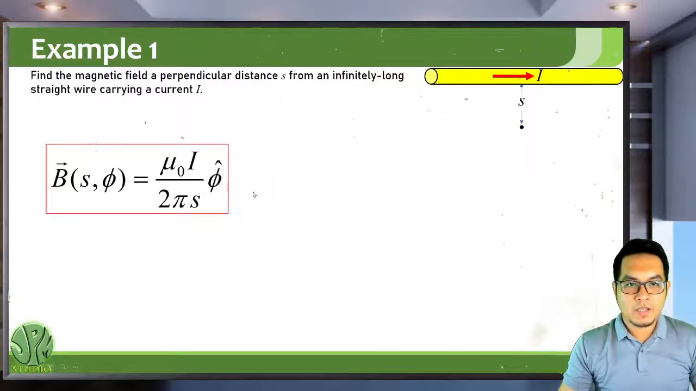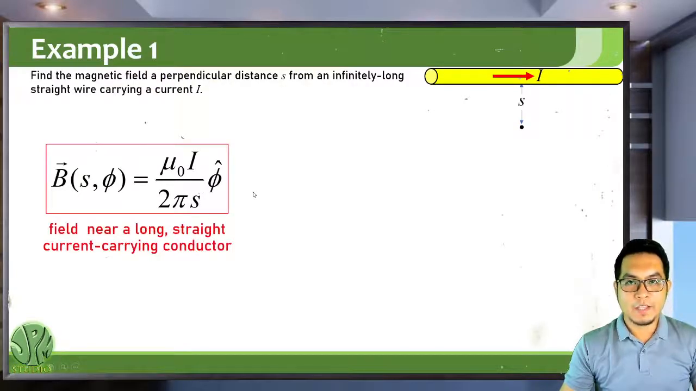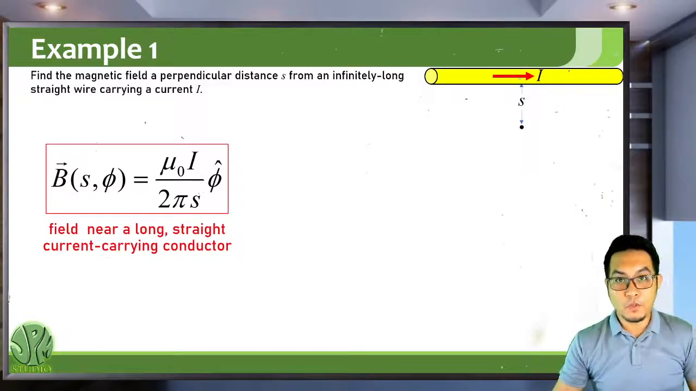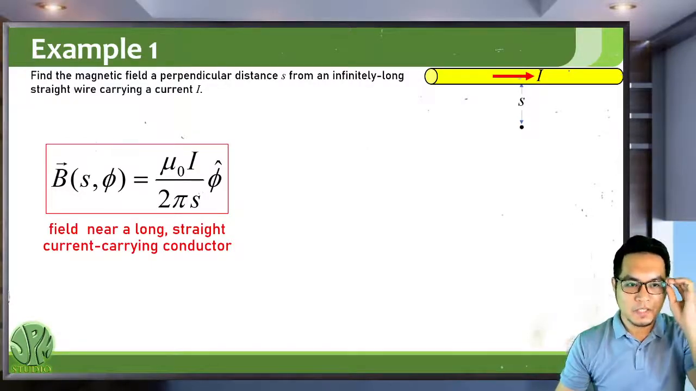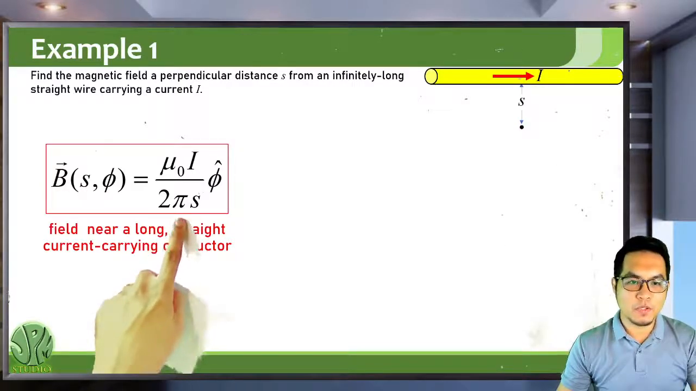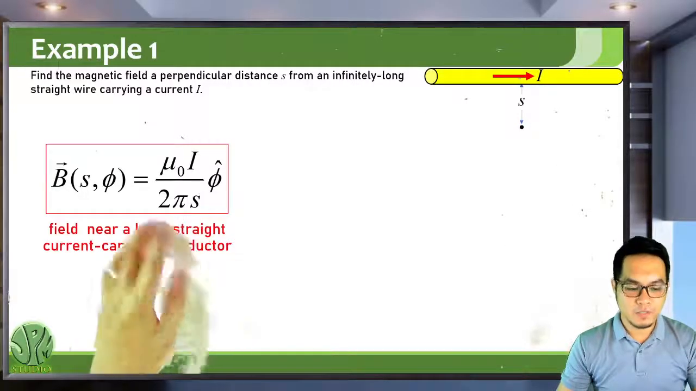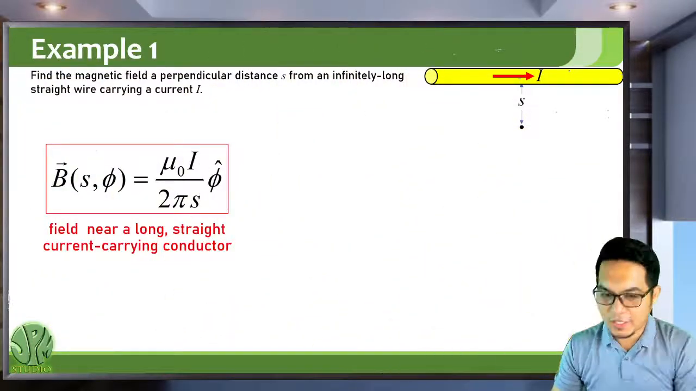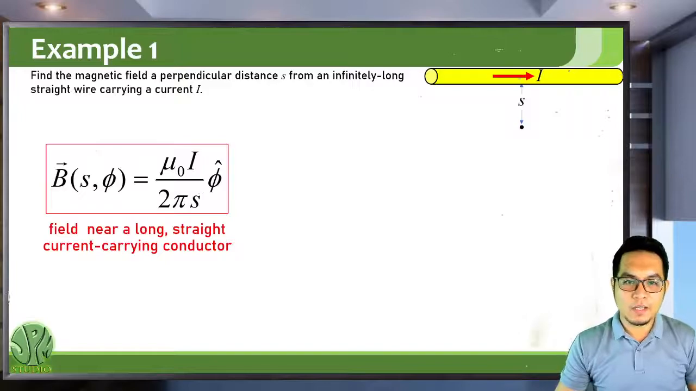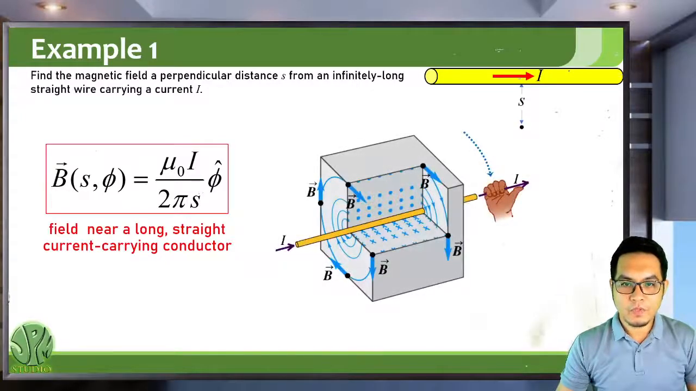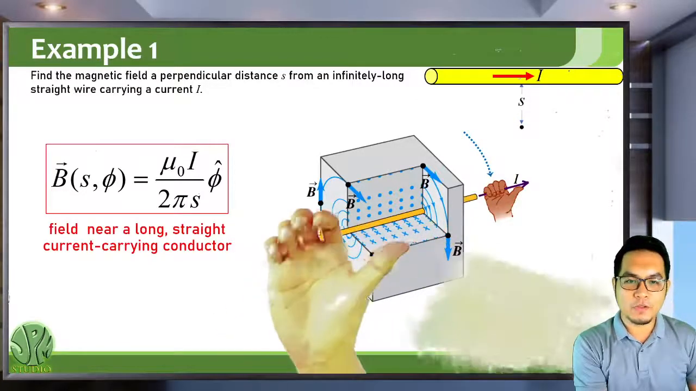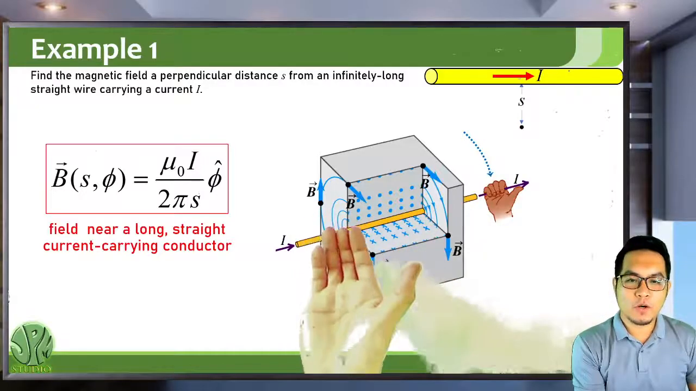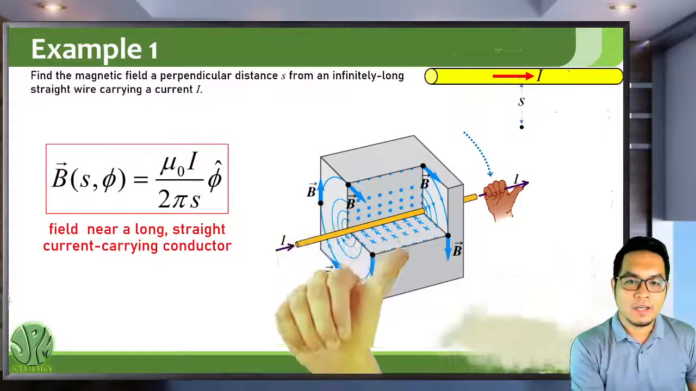So as a summary, this is our result, and this is the result that you use in your basic electromagnetism. This is the field near a long straight current carrying conductor, mu naught I over 2 pi s. In your basic electromagnetism you may use r instead of s, but here we will be strictly using cylindrical coordinates. So this is what it means: if the current is in the direction of your thumb, then the magnetic field curls around your current element.